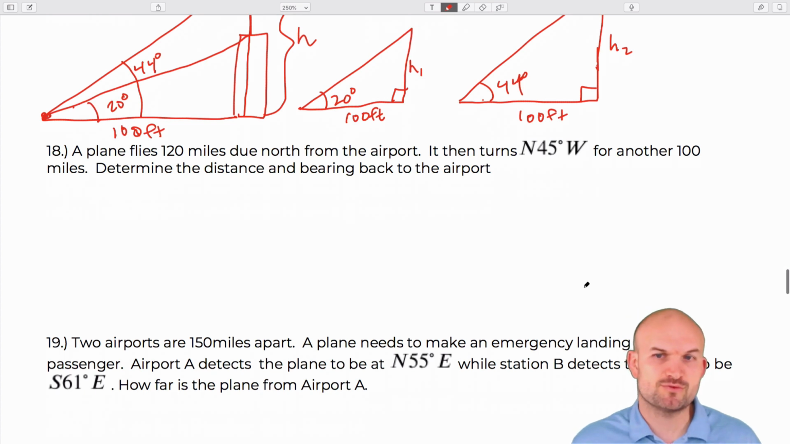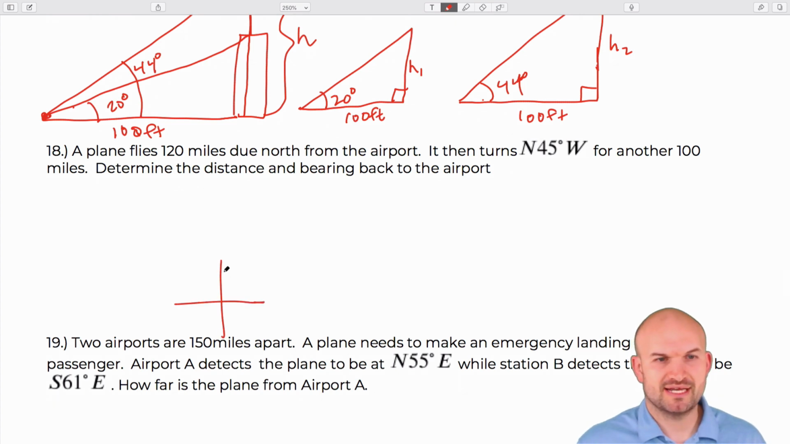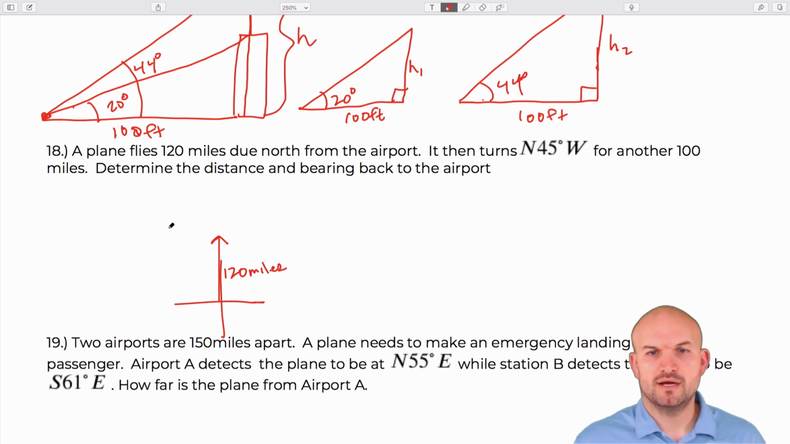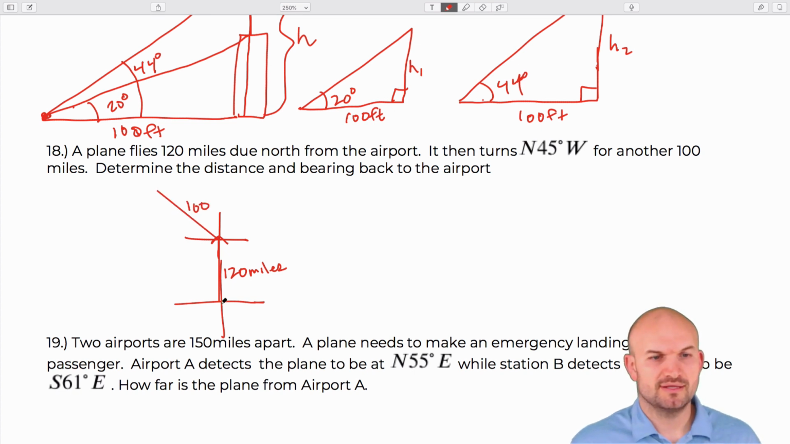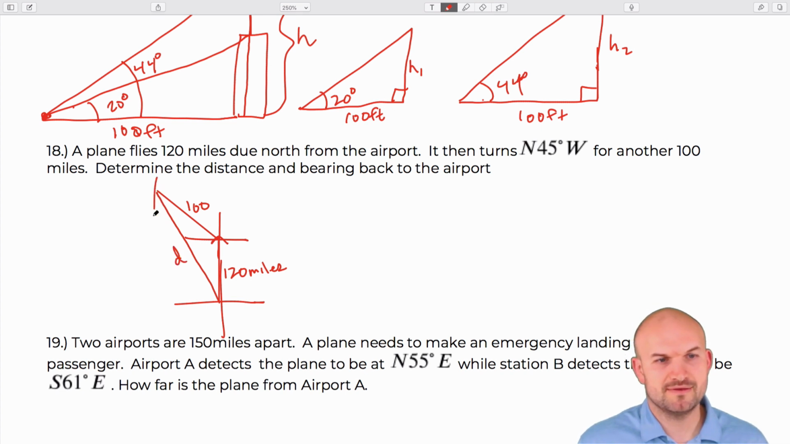The next one says a plane flies 120 miles due north from the airport, then turns north 45 degrees west for another 100 miles. Determine the distance and bearing back to the airport. All right, so I have a compass sighting, so it's going to go 120 miles due north. Cool. So we say 120 miles. All right, and then it's going to turn north 45 degrees west. So I'm going to create another bearing, and we're going to do that for another 100 miles. Then we want to figure out the bearing as well as the distance back. So we'll say d, and then we're going to need to figure out the bearing.